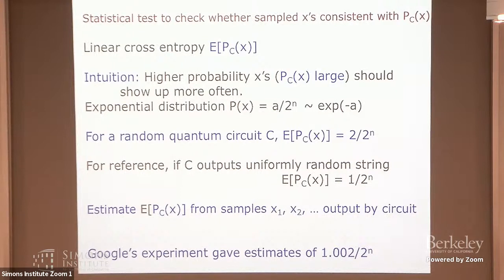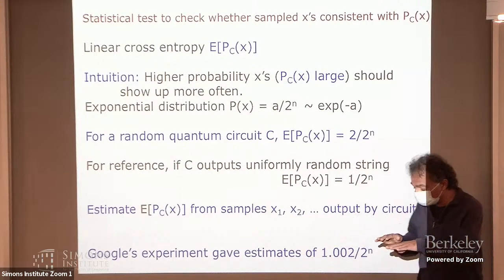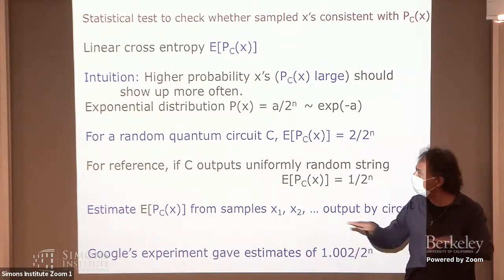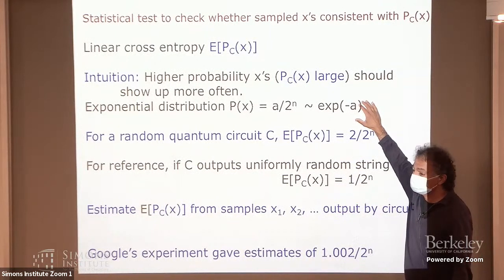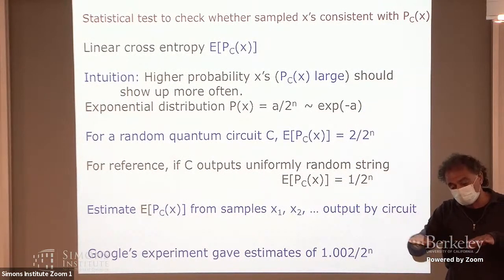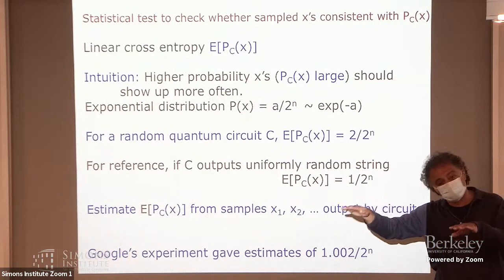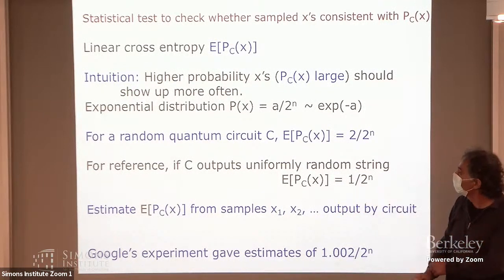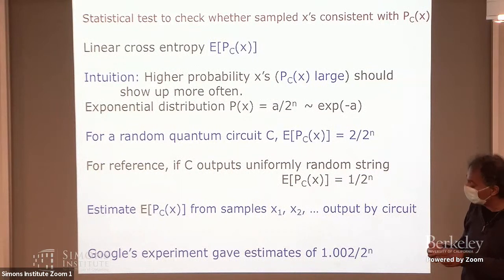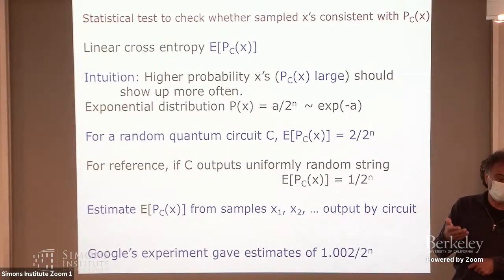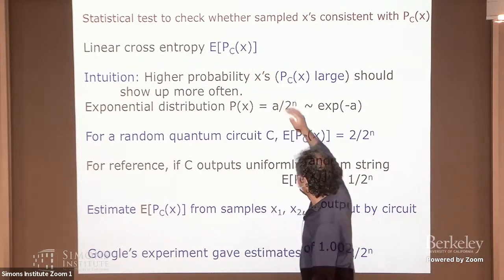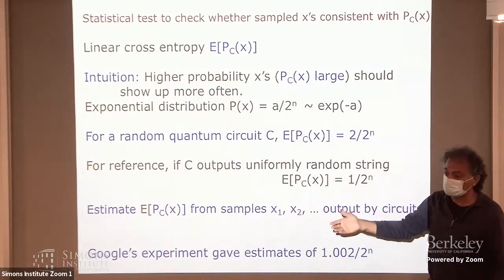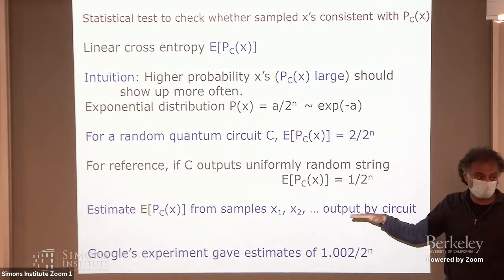measure. And the intuition is, well, the output distribution is not going to be uniform. It's actually exponentially distributed. And so it's almost uniform, but some strings have somewhat higher probability than others. And now you would expect the higher probability outputs to show up more often. And therefore this expected value of P sub C of X should be larger than 1/2 to the n, which is what it would be if it was completely flat.